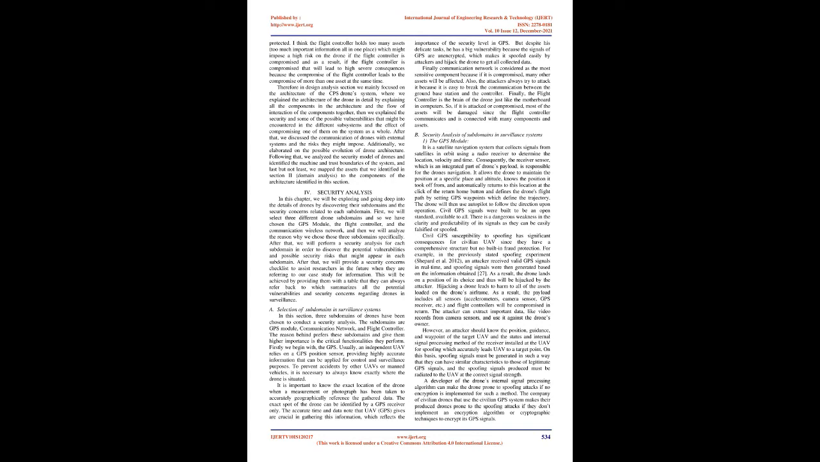After that, we discussed the communication of drones with external systems and the risks they might impose. Additionally, we elaborated on the possible evolution of drone architecture. Following that, we analyzed the security model of drones and identified the machine and trust boundaries of the system, and last but not least, we mapped the assets that we identified in section 2, domain analysis, to the components of the architecture identified in this section.